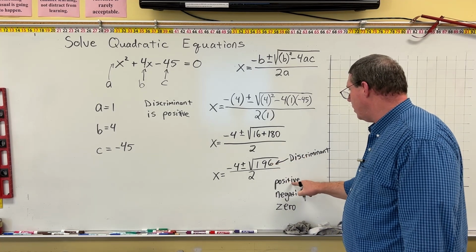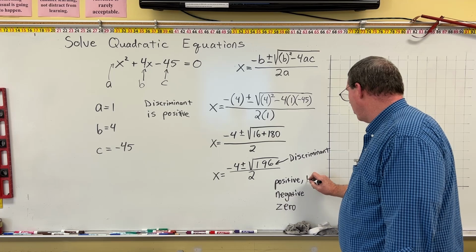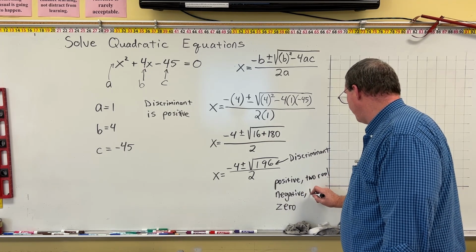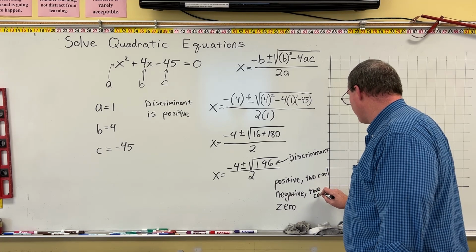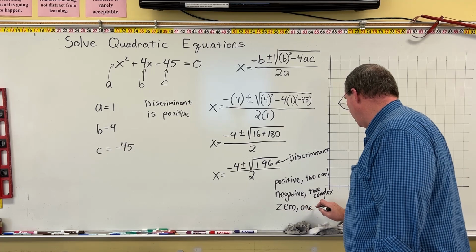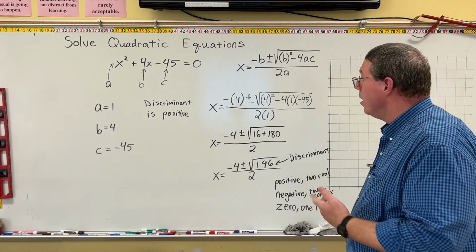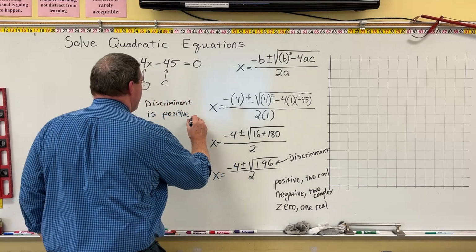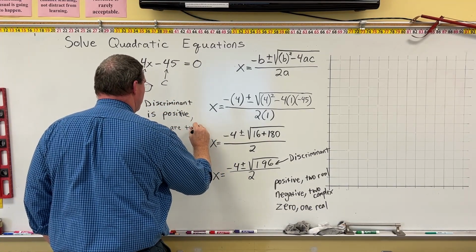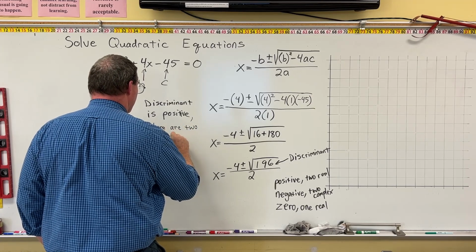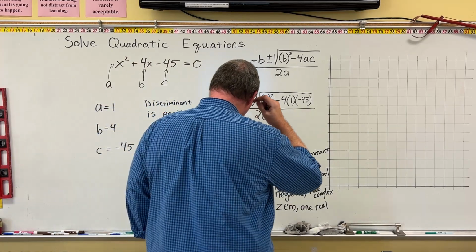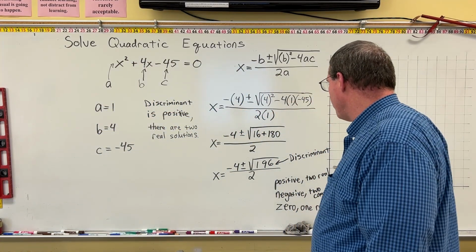So, if the discriminant is positive, then there are two real solutions. If the discriminant is negative, then there are two complex solutions. And if the discriminant is 0, then there is one real solution. Okay? So in this case, the discriminant is positive, so there are two real solutions. All right? Okay, so we identified that. Now we can actually solve for what the solutions are.